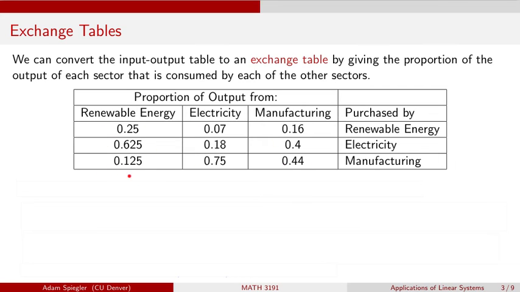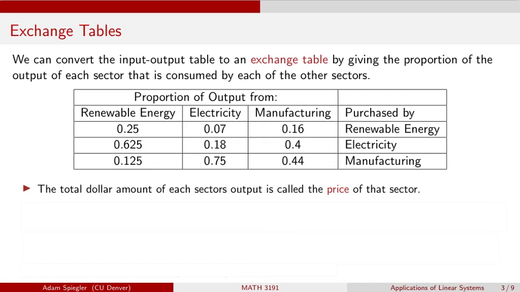Here are all of the renewable energy's output, and we can see 25% goes back into renewable, 62.5% goes to electricity, and the remaining 12.5% goes to manufacturing. So 100% of the output is being accounted for in this table. Some terminology: the total dollar amount of each sector's output is called the price of that sector. For example, I believe the electricity sector had 100 billion US dollars of output, so we would say the electricity price in that year was $100 billion.